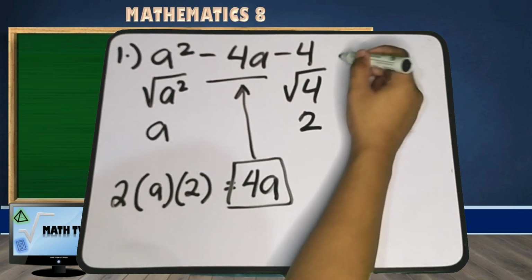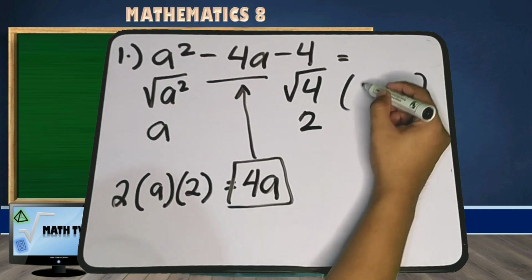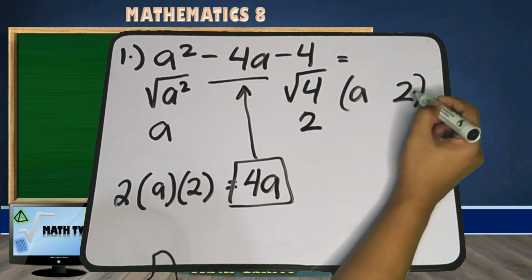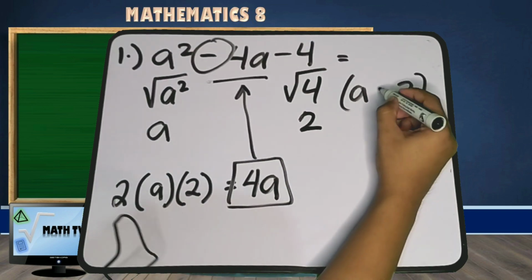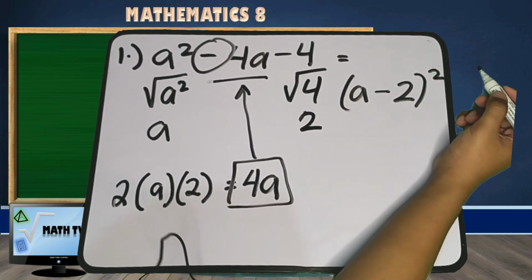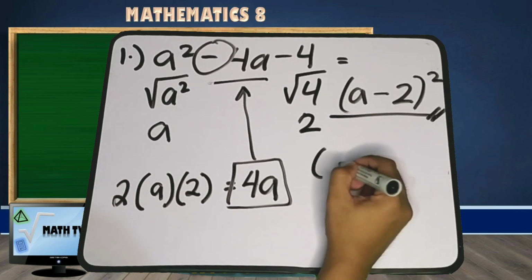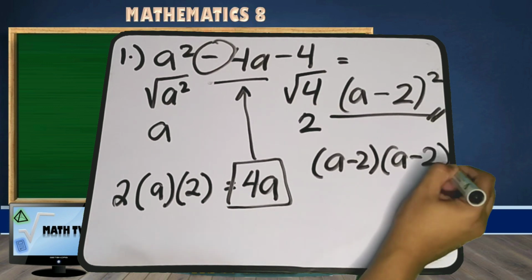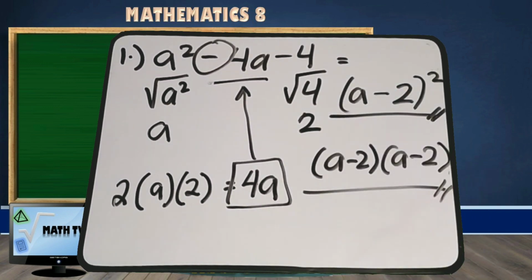So to factor this, take the square root of the first term and the square root of the last term. Then get the sign of the middle term, which is minus, and then squared. So this will be our factor, or a minus 2 times a minus 2. So both are correct.